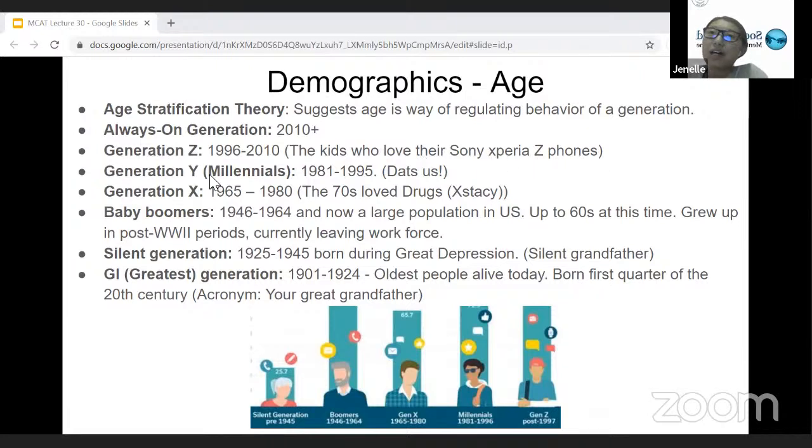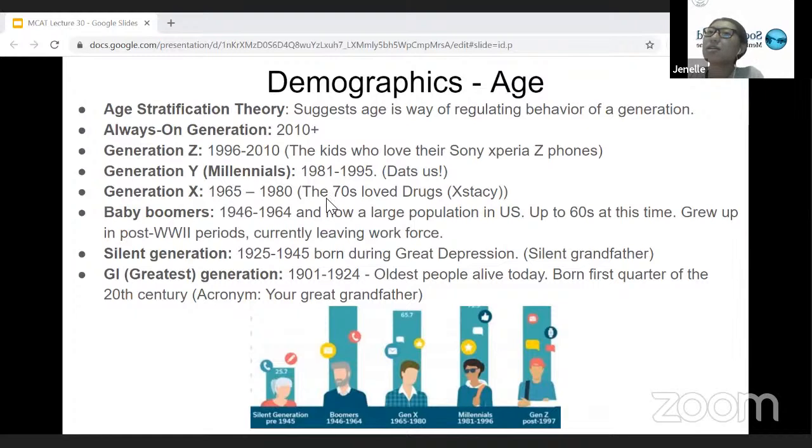Generation Y is also known as millennials. They were born between 1981 and 1995. The way to remember it is that's us. I'm not completely sure how; personally, I just remembered each of the age stratifications on their own. But if that's us helps for the millennials, then that's a way to remember it. Generation X are those born between 1965 and 1980.